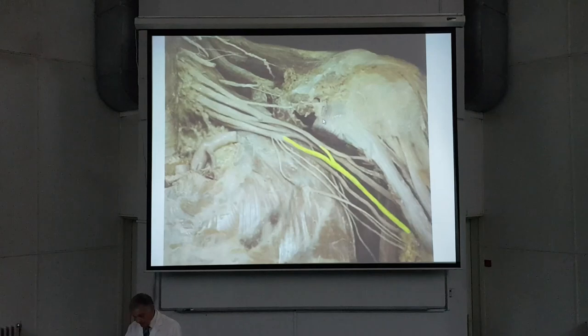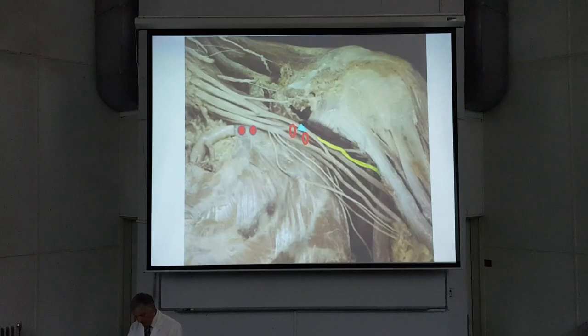Then we have this nerve, which has two roots, from the lateral cord and from the medial cord. It's called the median nerve. The median nerve is the nerve of flexion. Flexion of the fingers. This nerve is coming from the lateral cord and it is entering this muscle. It's called the coracobrachialis. From the coracoid process to the humerus, it goes through the muscle and supplies muscles of the anterior compartment of the arm.